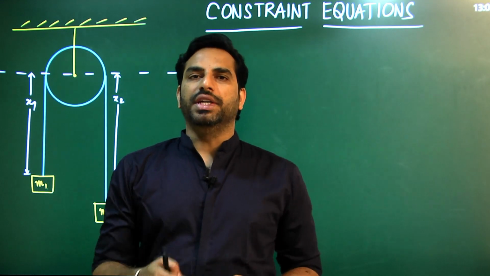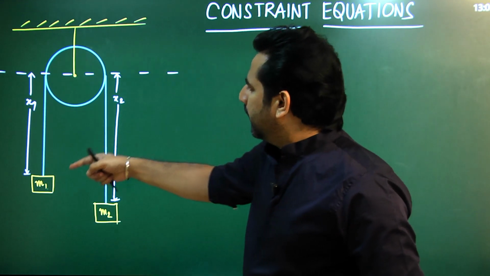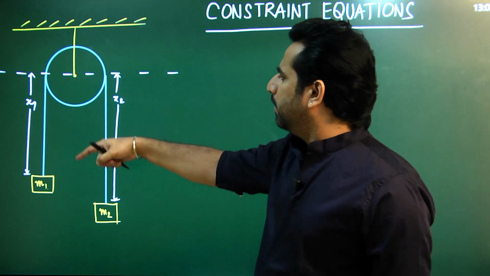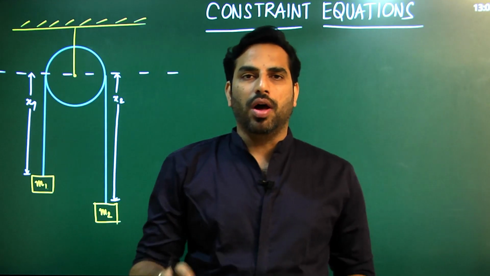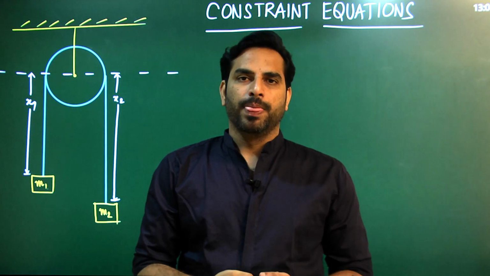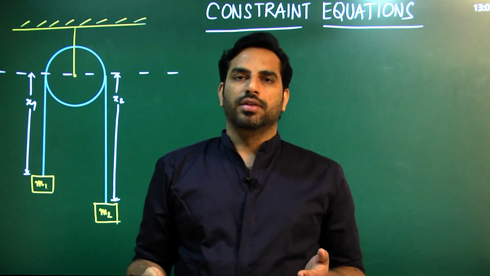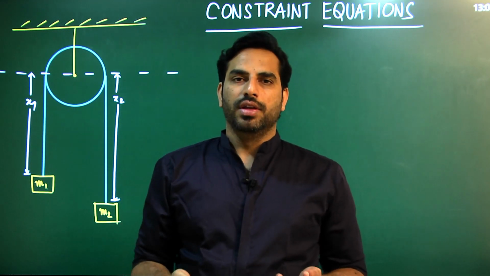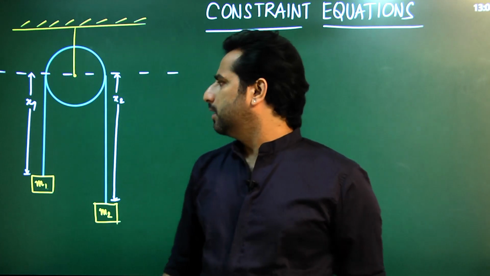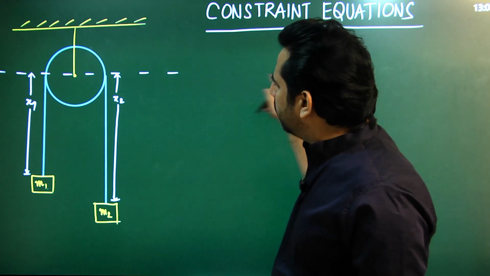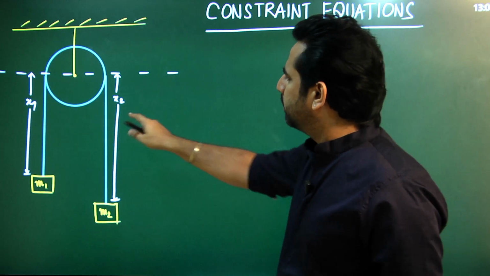Now step 3, the length of the string connecting m1 and m2, or connecting the blocks passing over any pulley, will always remain constant. Though the blocks are moving up and down, the length of the string will always remain constant. So write down the length of the string in terms of the variables that you have taken.